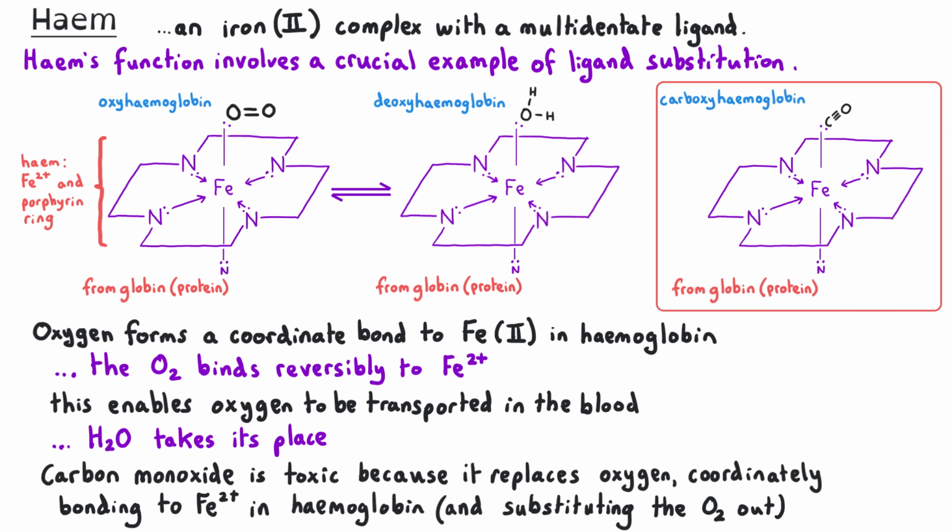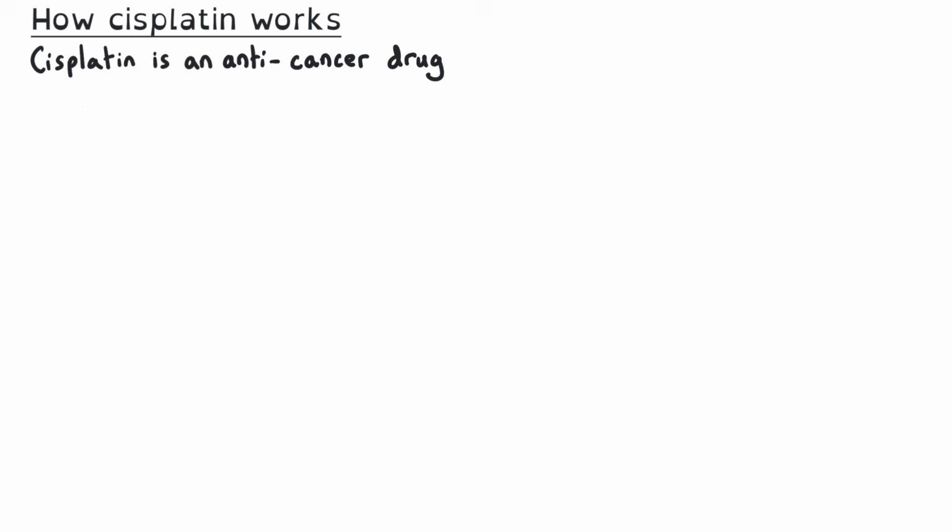You need to know that carbon monoxide is toxic because it replaces oxygen coordinately bonding to the iron 2+ in hemoglobin and substituting the oxygen out. This carboxyhemoglobin is a very stable complex, and carbon monoxide is much more strongly bonded. And so this ligand substitution is irreversible without medical treatment. And so it reduces the ability of the iron 2+ to carry oxygen around the body, and that's what makes the carbon monoxide toxic.